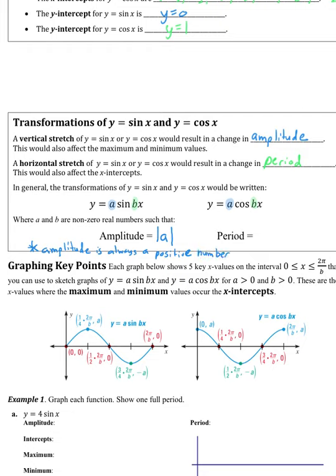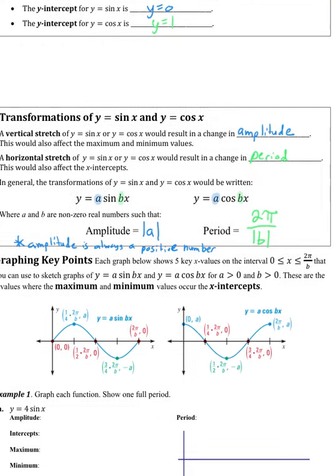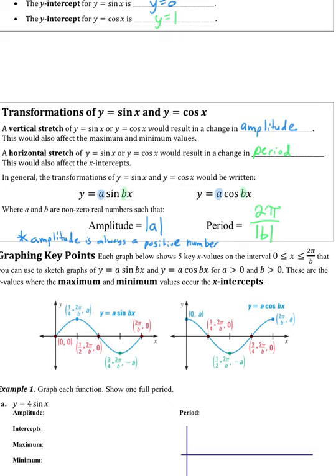The period, on the other hand, of the parent function, is 2 pi. So the way it works with the b value is we take whatever the b value is and we say 2 pi divided by that b value is going to give us the period of the function. And that's exactly what this part says down here, where we say the 5 key points. Each graph has 5 key values on the x interval, and it's going to be between the start of the period at 0 and the end of the period, 2 pi, divided by whatever the b value is.